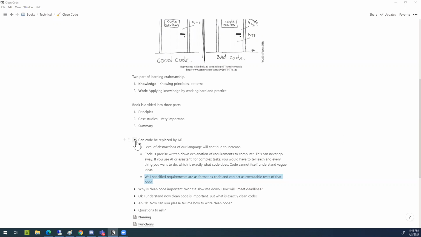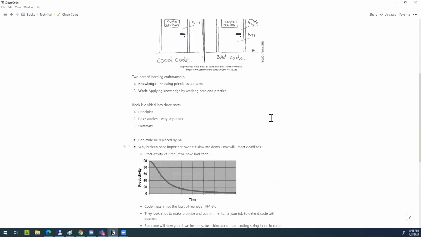Okay, let's move on to the next part. So why is clean code important, right? Won't it slow me down? How will I meet the deadline, right?